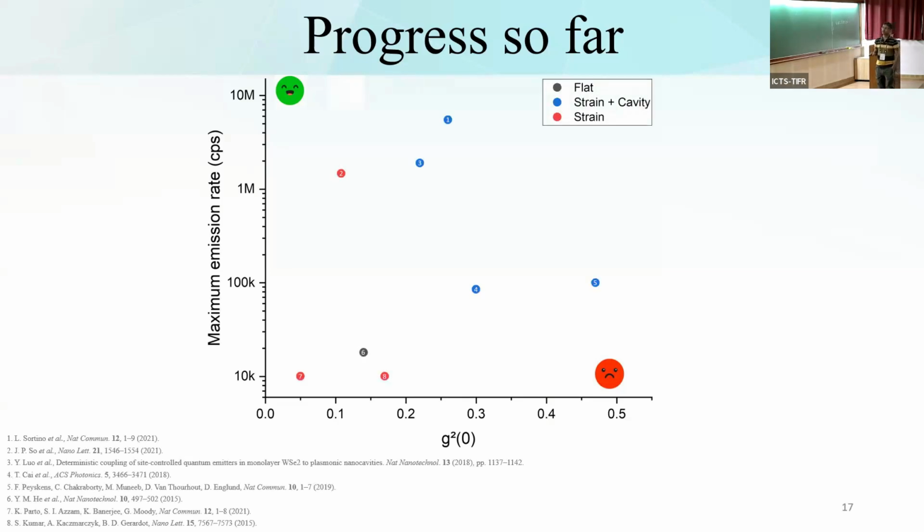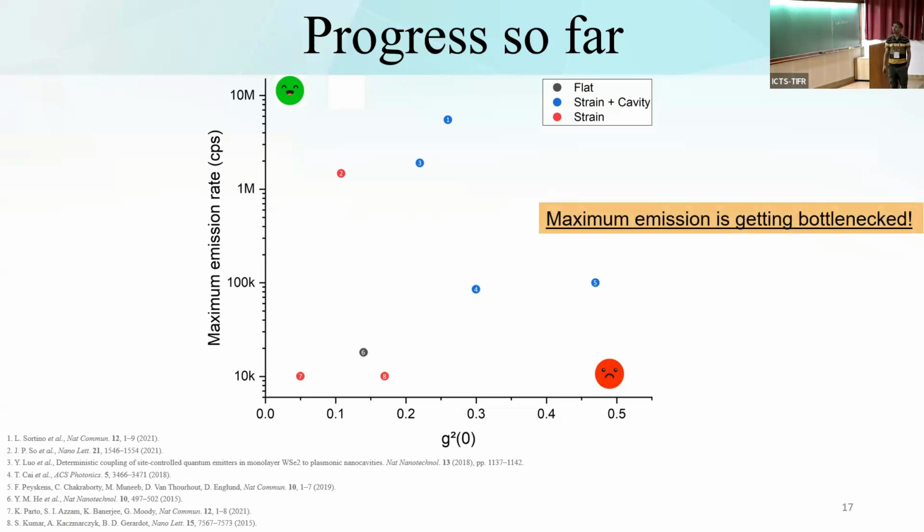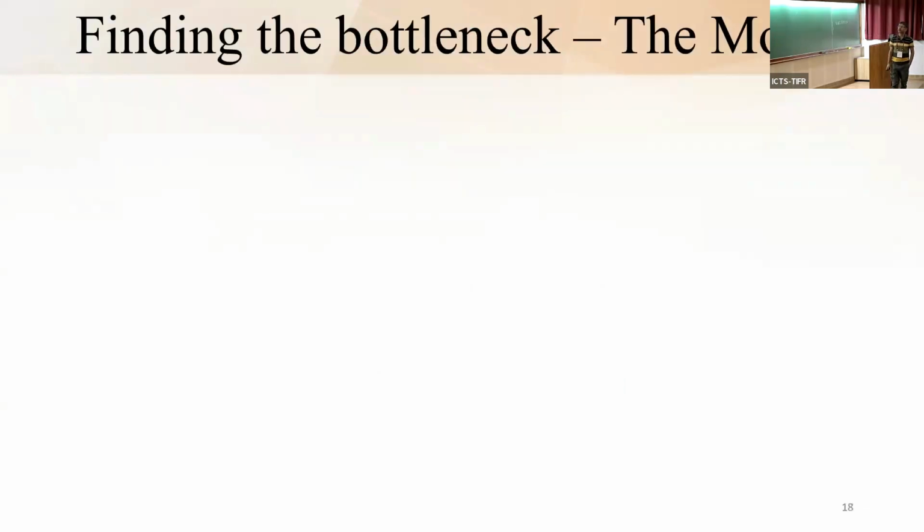If we look at the typical reports that are already there, you see that when you try to improve the purity, that is, you try to reduce g2 to 0, what happens is that your rate often goes down, right? And that's something we would like to avoid. Also, very high rates are typically not observed, and that's something we were interested to work on.